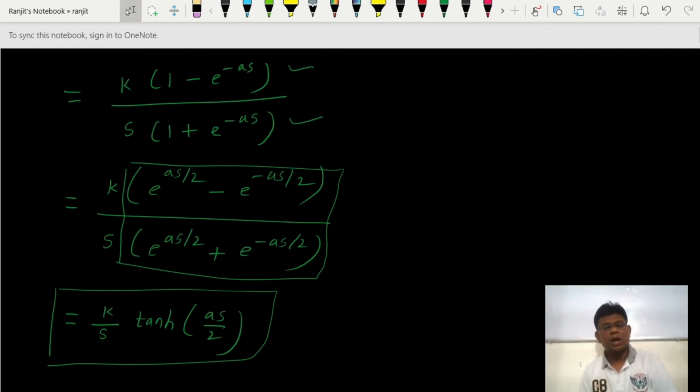Hope all of you have understood this topic. In the upcoming lecture, we will discuss the unit step function and its Laplace transform.